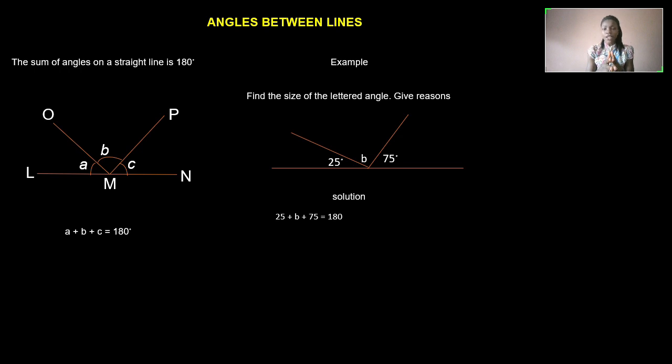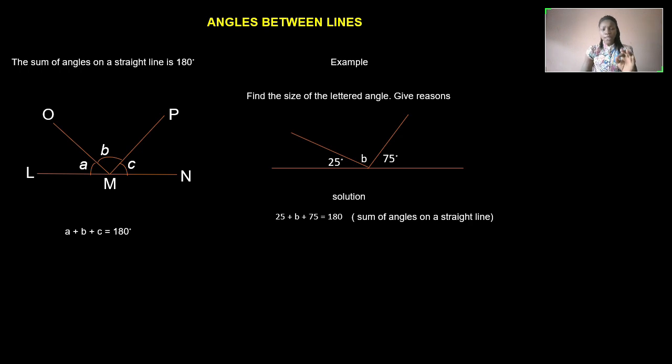And the reason they are asking us to give here is, if we are equating these angles to 180, we are to give a reason why we are equating it to 180. And the reason we are to give here is the sum of angles on a straight line. We are equating them to 180 because the sum of angles on a straight line is equals to 180. So we're adding 25 plus B plus 75 equals to 180. And our reason is sum of angles on a straight line.